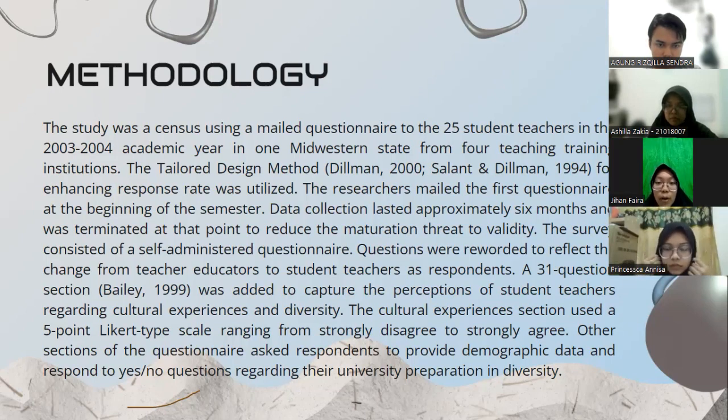The survey consists of a self-administered questionnaire. Questions were reworded to reflect the change from teacher educators to student teachers as respondents. A 31 question section was added to capture the perception of student teachers regarding cultural experiences and diversity. The cultural experiences section used a 5 point Likert type scale ranging from strongly disagree to strongly agree.